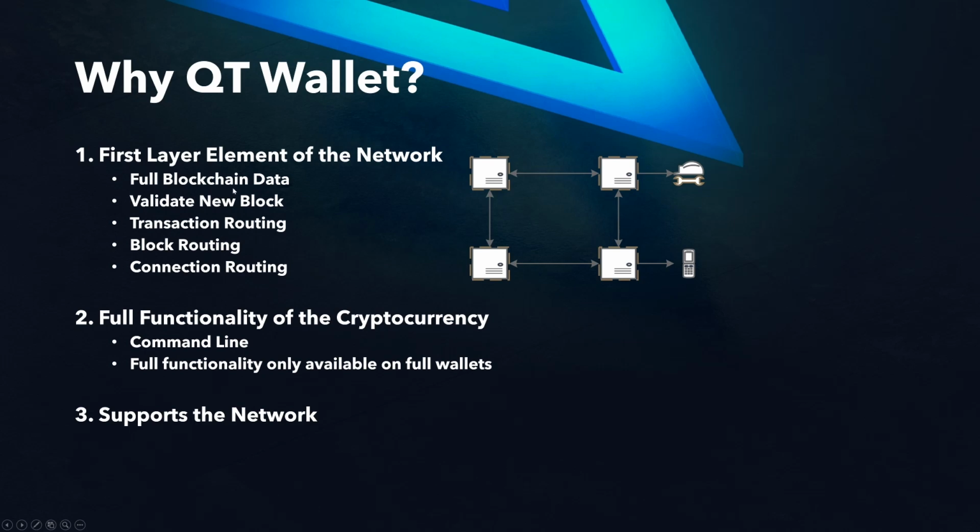It has the full blockchain data. So all these first layer elements have the same copy of the blockchain data. A Qt wallet has the functionality of validating new blocks. If a miner generates a new block, this information of the block is propagated to the network through the connections it has. The wallet that receives this information of the new block does not just accept it but validates it.